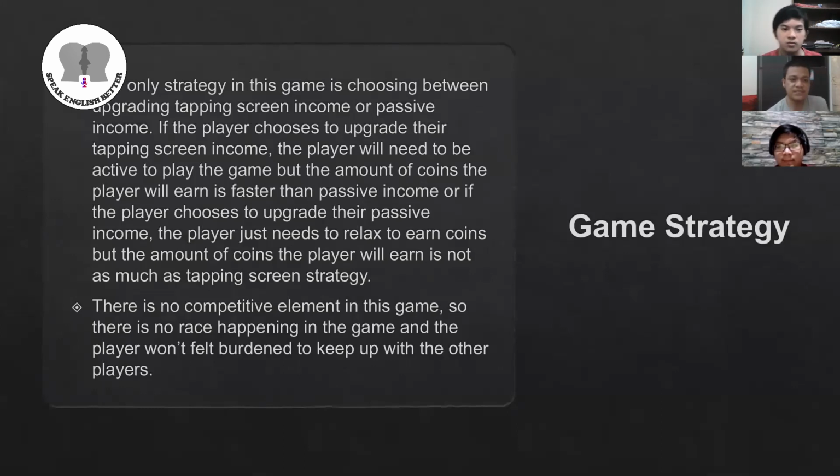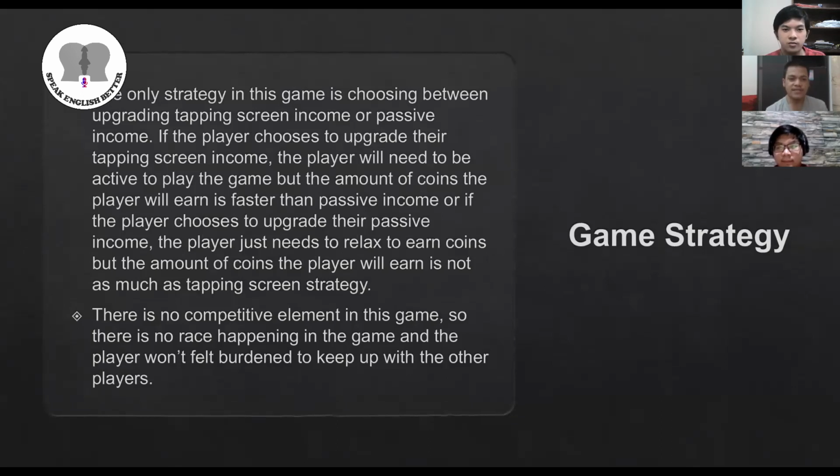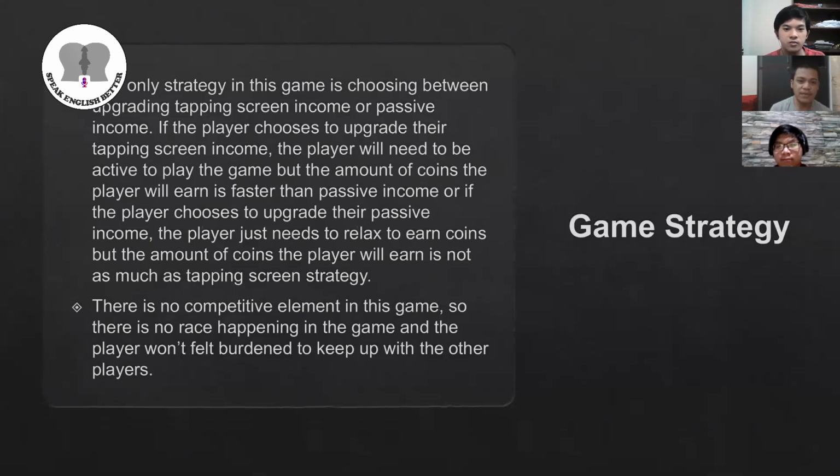Okay, game strategy. The only strategy in this game is choosing between upgrading tapping screen income or passive income. If the player chooses to upgrade the tapping screen income, the player will need to be active to play the game, but the amount of coins the player will earn is faster than passive income. Or if the player chooses to upgrade the passive income, the player just needs to relax to earn coins, but the amount of coins the player will earn is not as much as the tapping screen strategy. So you will get more coins from the tapping screen strategy than investment.